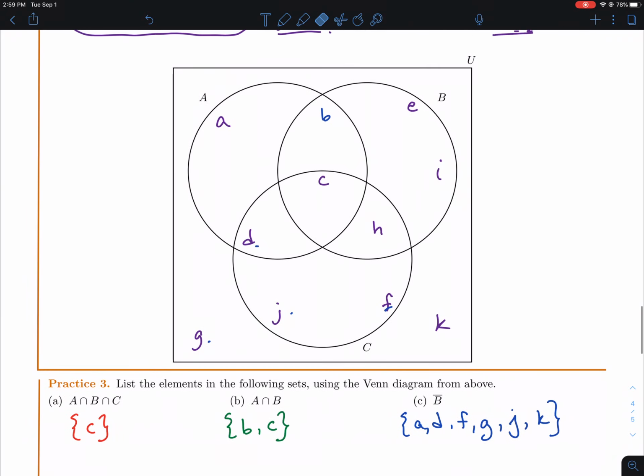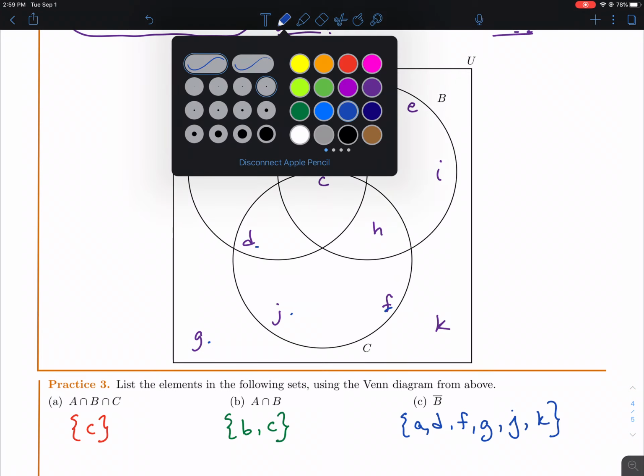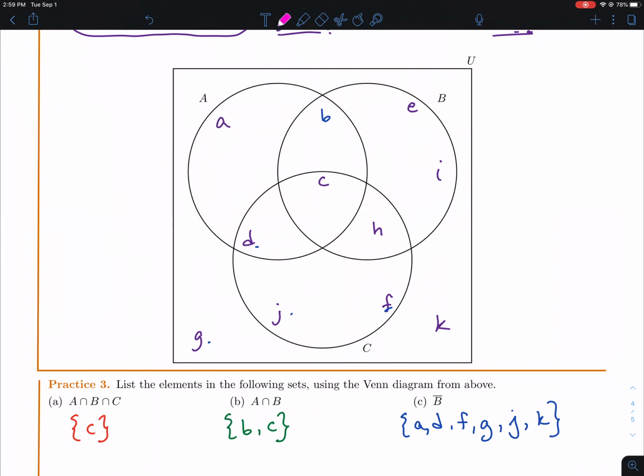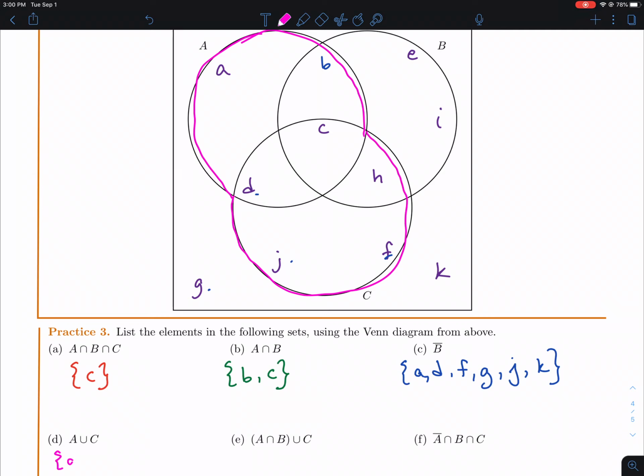A union C. So again, if we were going to shade A union C, or at least highlight it, let's use pink. It's going to be all the stuff in here, plus all the stuff in there. Anything in that big pink, kind of weird looking H shape is going to be in our A union C. So I can see A is in there, B is in there, C is in there, D, F, H, and J.